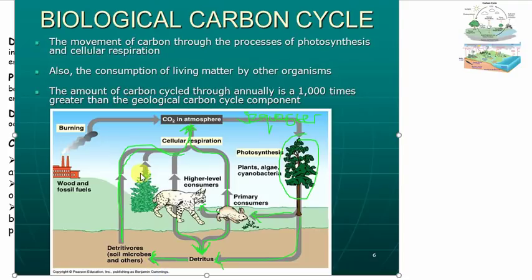Right, a couple of other points then. The amount of carbon cycled through annually is 1,000 times greater than the geological carbon cycle or subcycle. This is a key fact. Alright, so this is much faster. I'm not saying it's more significant necessarily, but it's much faster. The speed of fluxes are a lot quicker.